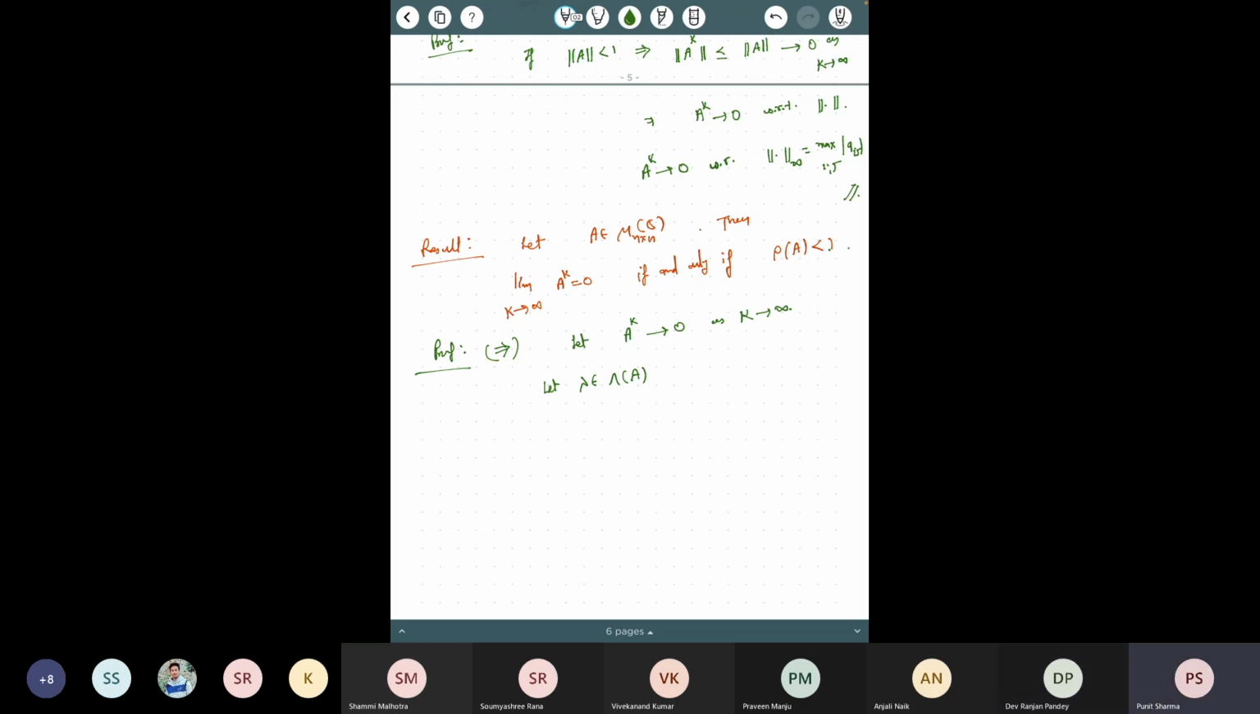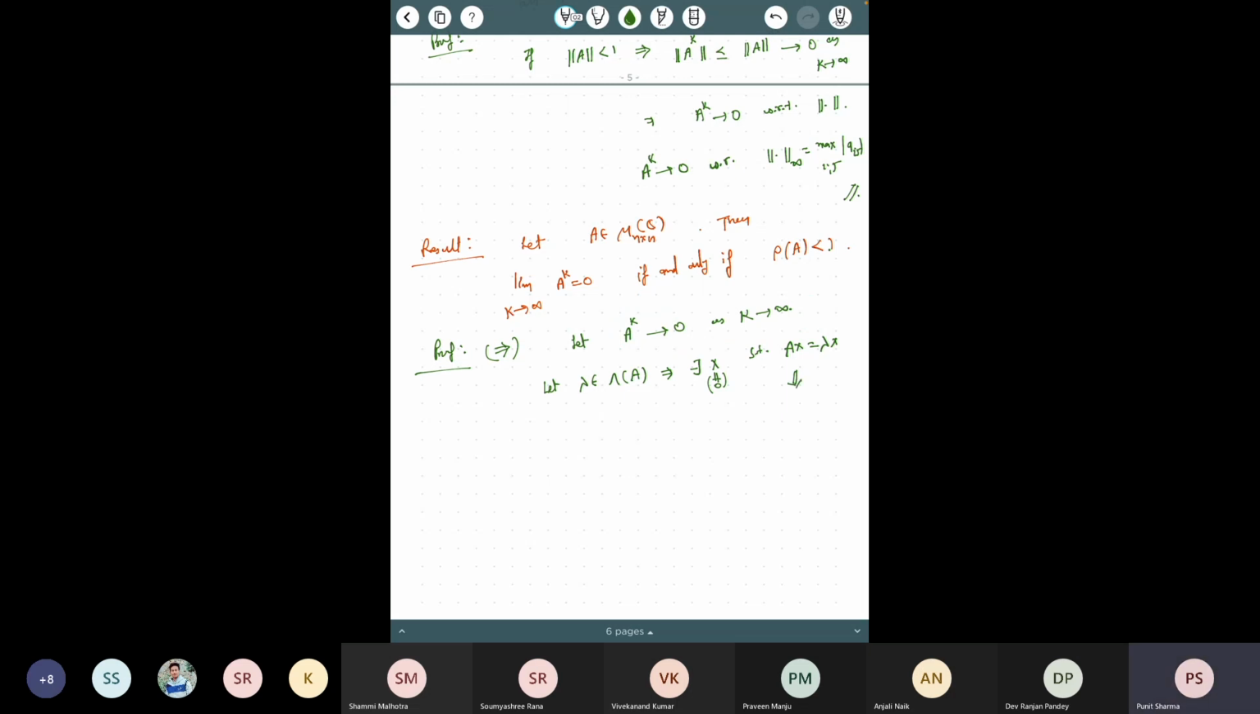Let's say lambda is an eigenvalue of A. What do I mean by that? When do we say lambda is an eigenvalue? Lambda is an eigenvalue if there exists x non-zero such that Ax equals lambda x. This is fine. But it is given that A to the power k goes towards 0, so I need to find some formulation in A to the power k. What can I say from here?